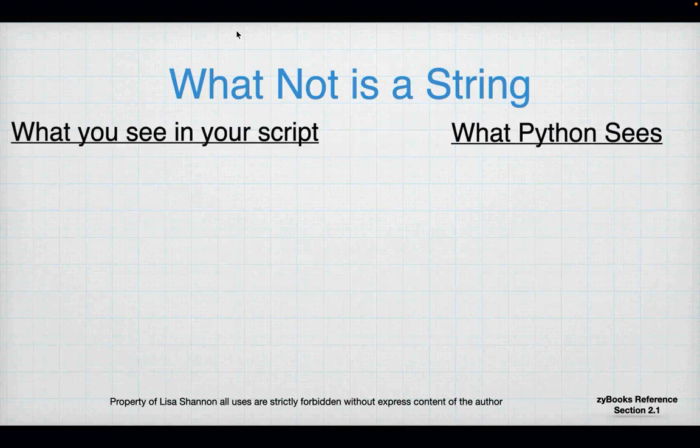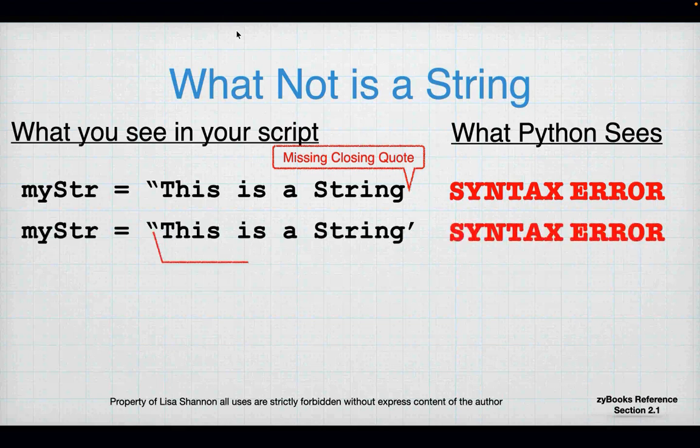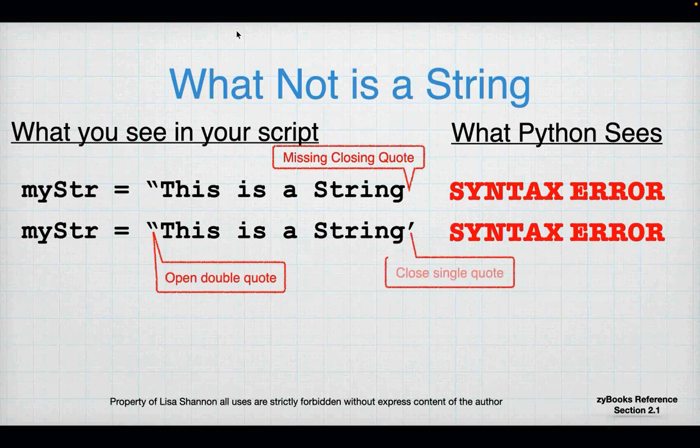What is not a string? Again, you have to have both quotes. So this one is missing an end quote. I'm doing some of this because you're going to see these issues when you're programming. Even as an experienced programmer, I sometimes forget to hit that quote at the end of the string, and I go back and I'm like, what did I do? This is also a syntax error because we are opening it with one type of quote, in this example a double quote, and we are closing it with a different type of quote, a single quote.